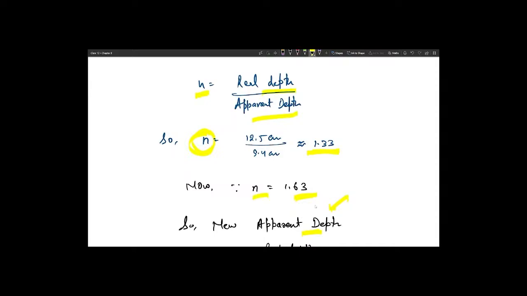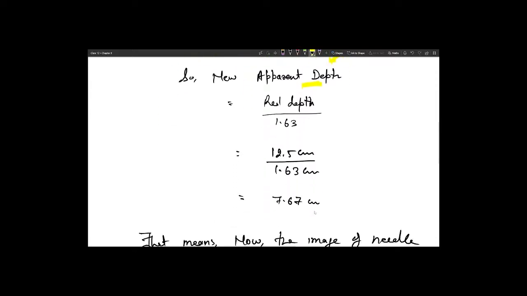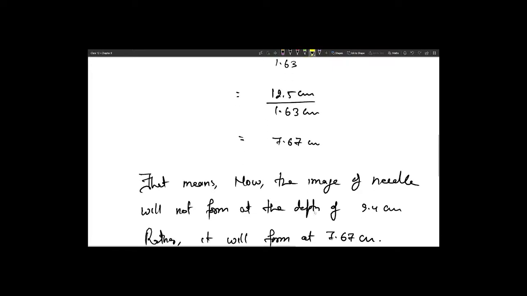So if we replace the value of refractive index with 1.63 in this formula, then we can find out the apparent depth, as we have been given the real depth, that is 12.5 centimeter. So apparent depth would be equal to 12.5 centimeter divided by 1.63. Now if we calculate this, we get a value of 7.67 centimeter.